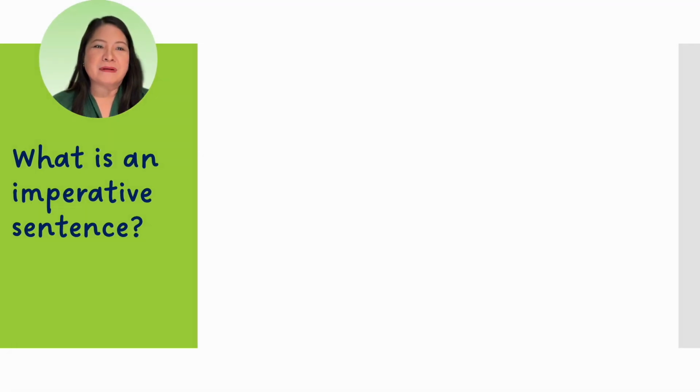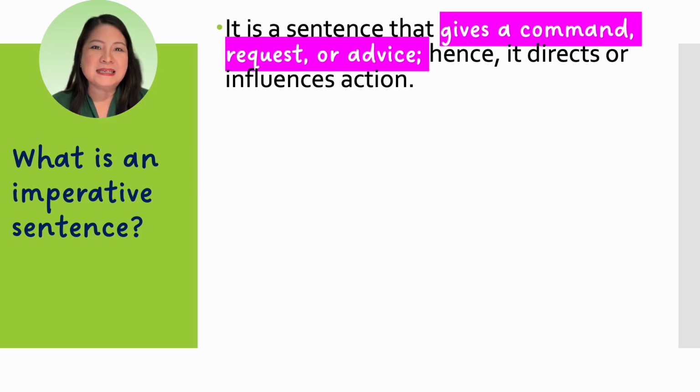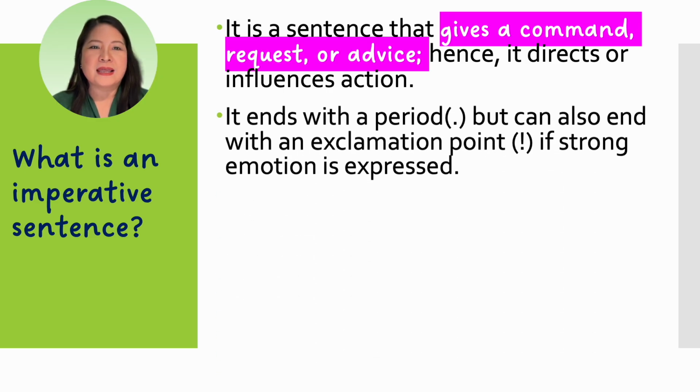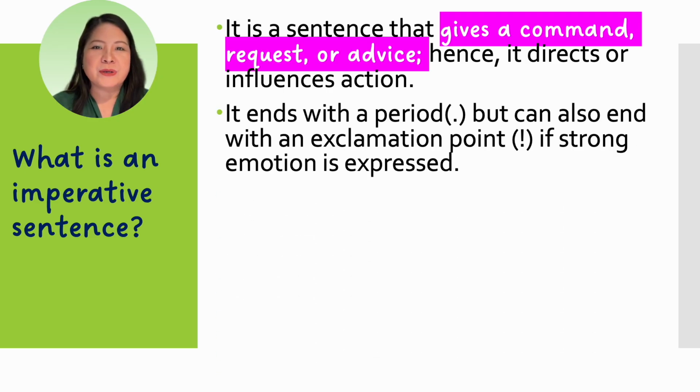Now let's have the imperative sentence. So what is an imperative sentence? It is a sentence that gives a command, request, or advice. Hence, it directs or influences action. It makes someone do something. And of course, it could either end with a period or exclamation point. It is ending with a period if it just expresses a normal or usual command, request, or advice. However, if there is a strong emotion, then it ends with an exclamation point.